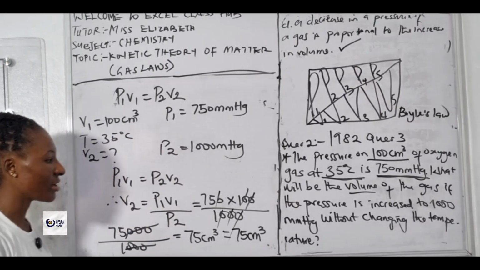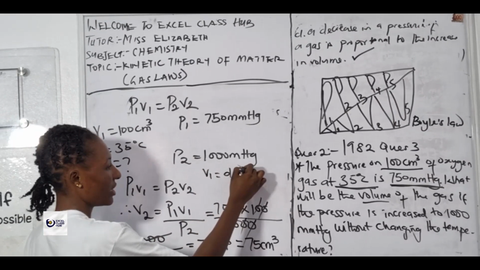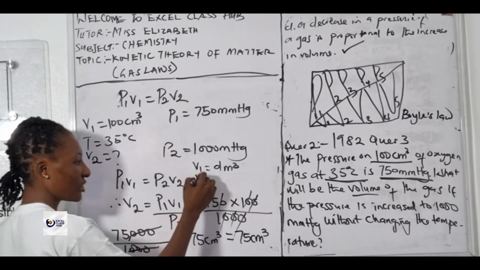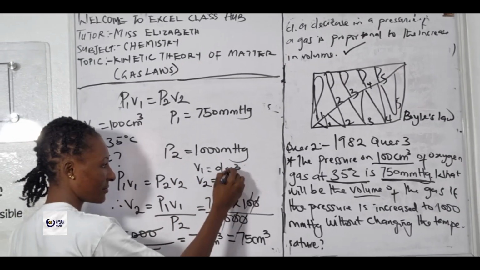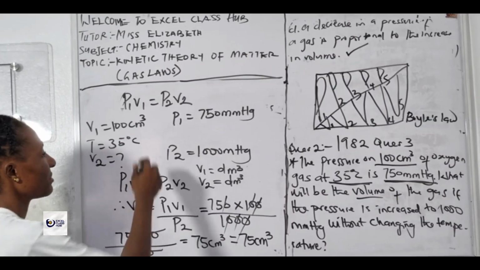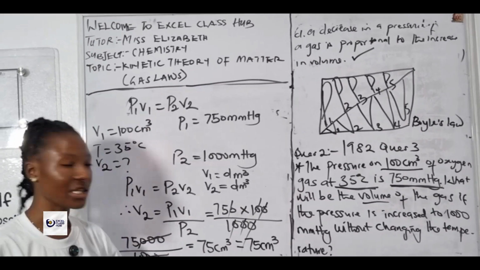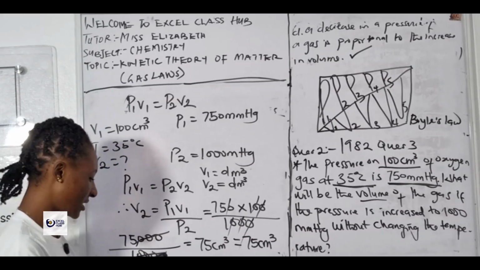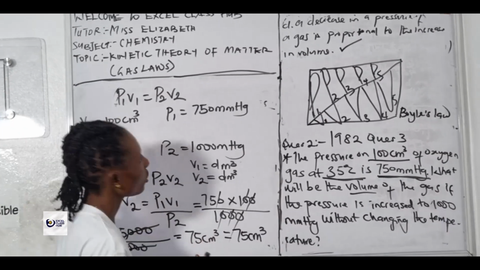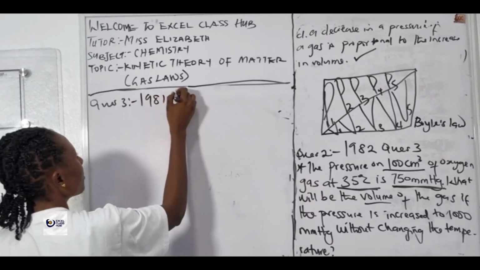So now in cases whereby you are giving your volume, if V1 is given to be in dm cube, then your V2 answer must be in dm cube. But because our volume was given to us in centimeter cube, that means the final volume we are looking for must be in centimeter cube. So the answer is 75 centimeter cube. Let's move to the next question.